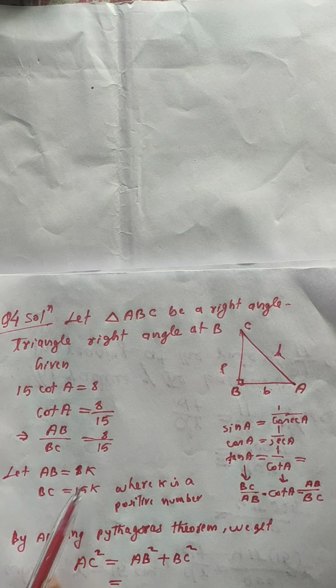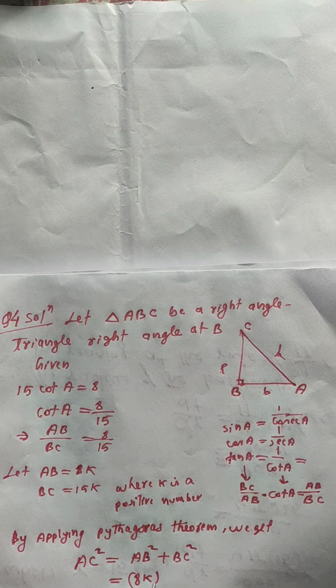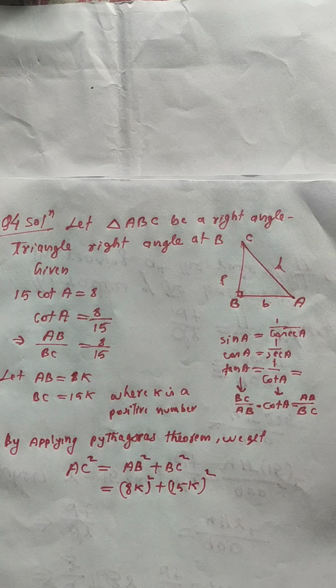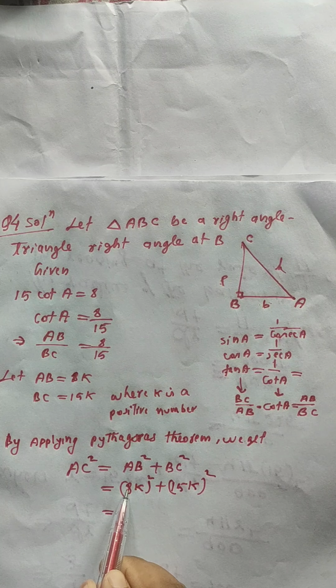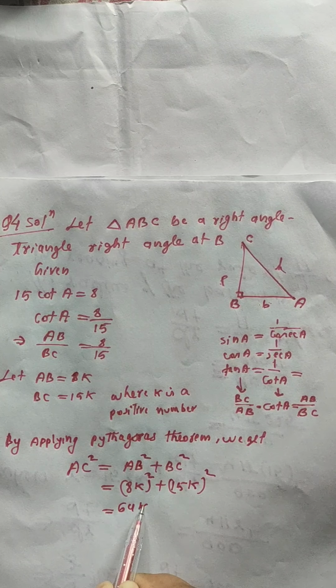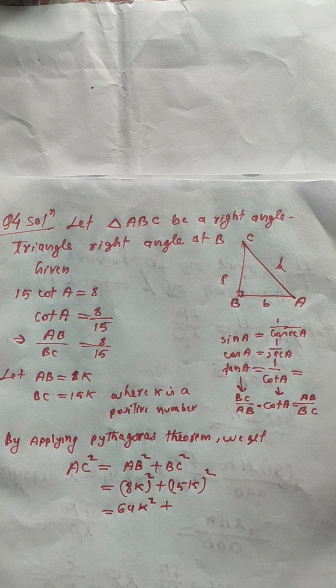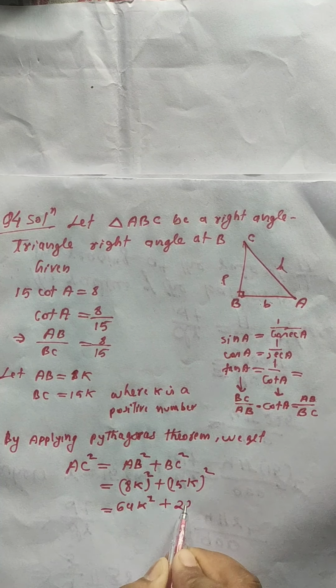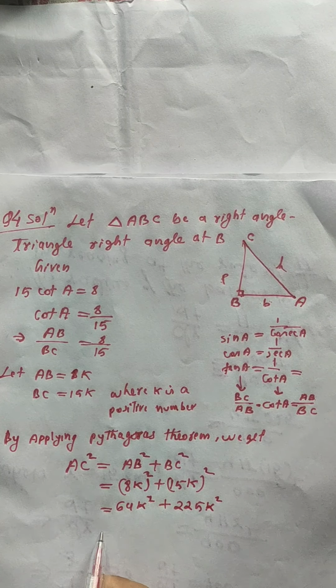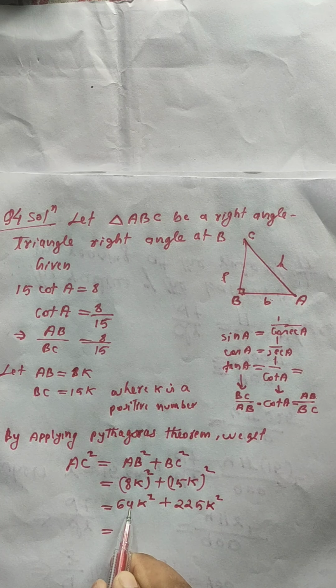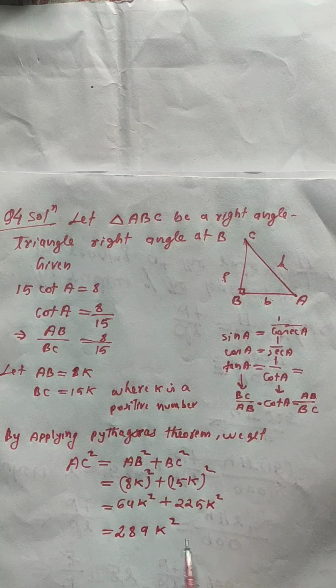Then AB is how much? 8K square plus BC is how much? 15K square. After solving, we'll get 8 8s, how much? 64K square plus 15 multiply 15, two times, will get 225K square. Now add these two numbers. After adding these two numbers, we'll get how much? 5 plus 4, it is 9, 6, 7, 8, 289K square.